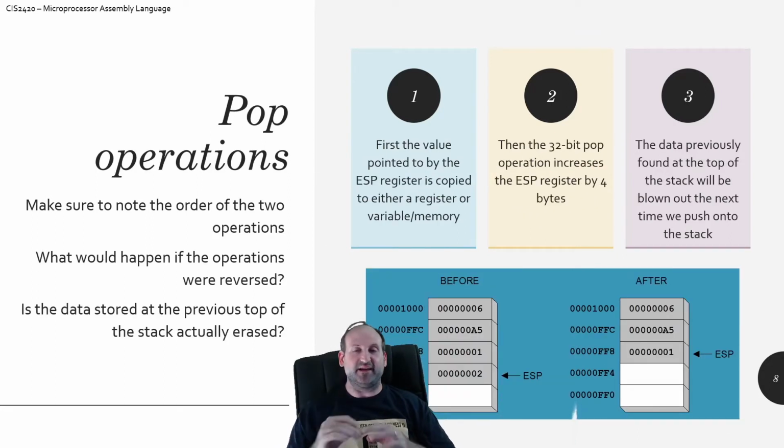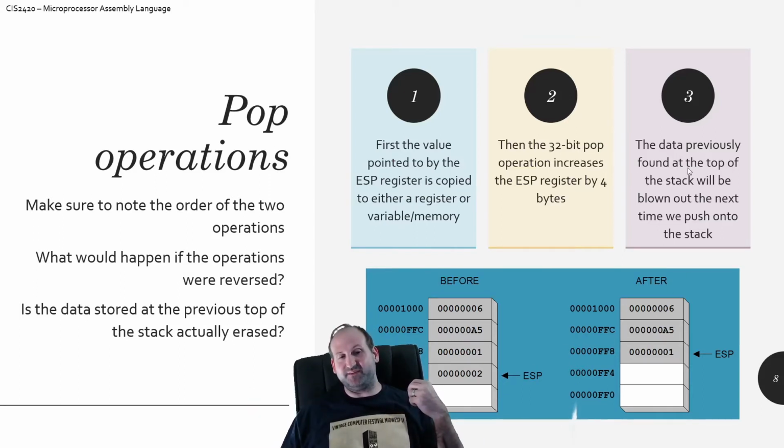So then at a high level, if I can push information onto the stack, well then I can obviously pop information off of the stack. So the first thing that happens is whatever ESP is pointing at is copied somewhere, either to a register or to RAM, to a variable somewhere in your program. And so then the ESP register is increased by 4, because I'm now working my way back upwards. And so the data previously at the top of the stack will be blown out the next time we push onto it.